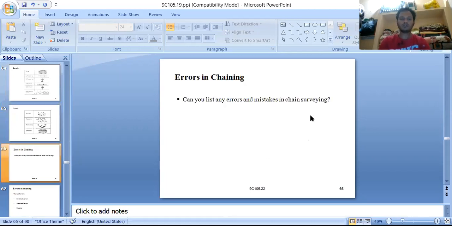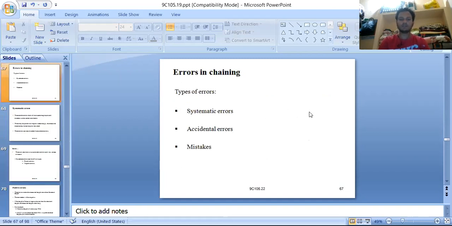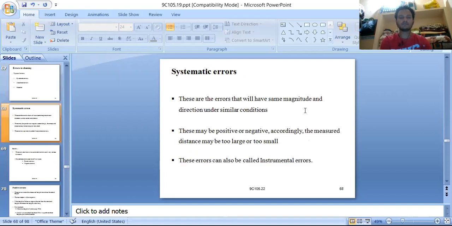Now we will move on to errors in chaining. We have different types of errors in chain survey. They are systematic errors, accidental errors, and mistakes. Let us see what systematic errors are. These are errors that have some magnitude and direction under similar conditions. These may be positive or negative accordingly. The measured distance may be too large or too small. These errors can also be called instrumental errors.